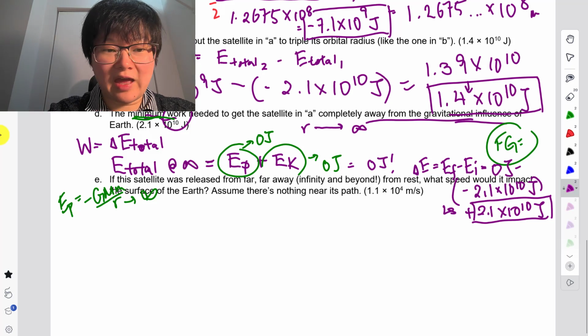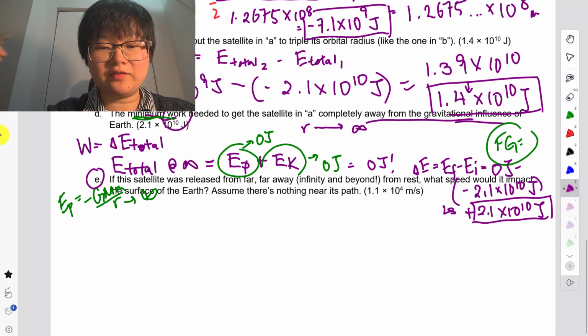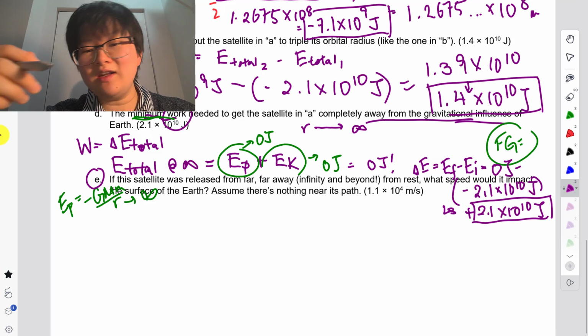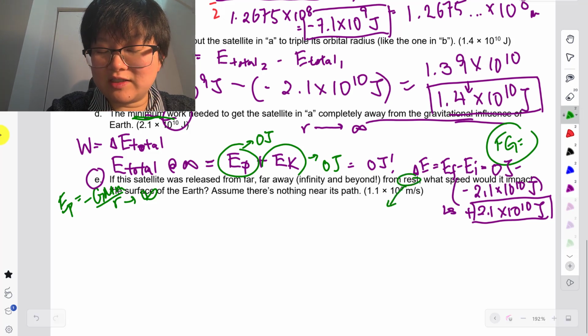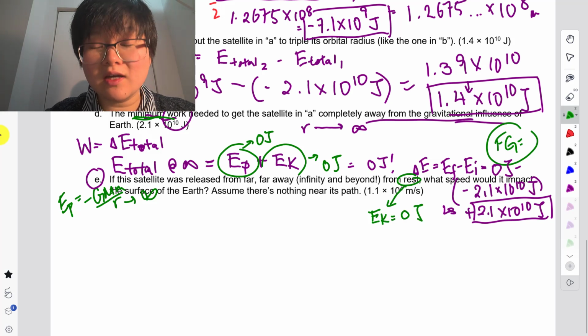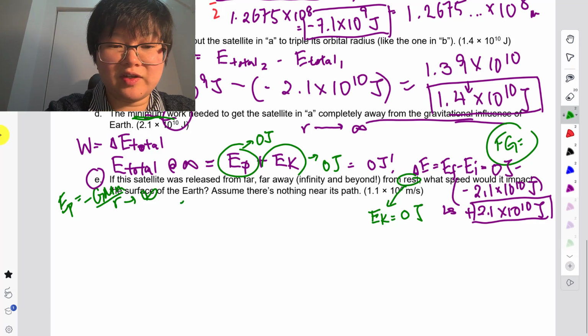And once you're at infinity, well, that's what E is going to talk about. If this satellite was released from far, far away, infinity and beyond, from rest. From rest means EK is equal to 0 joules, because it's not moving. Velocity or speed is 0. What speed would it impact the surface of the Earth?